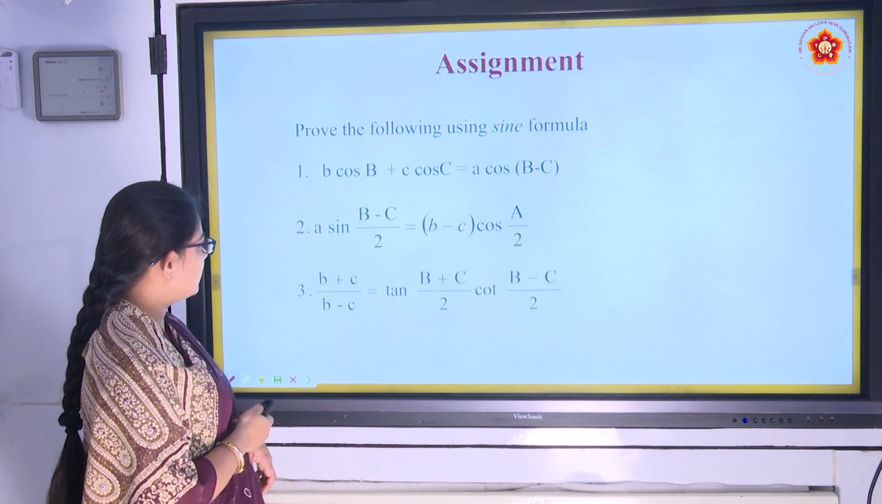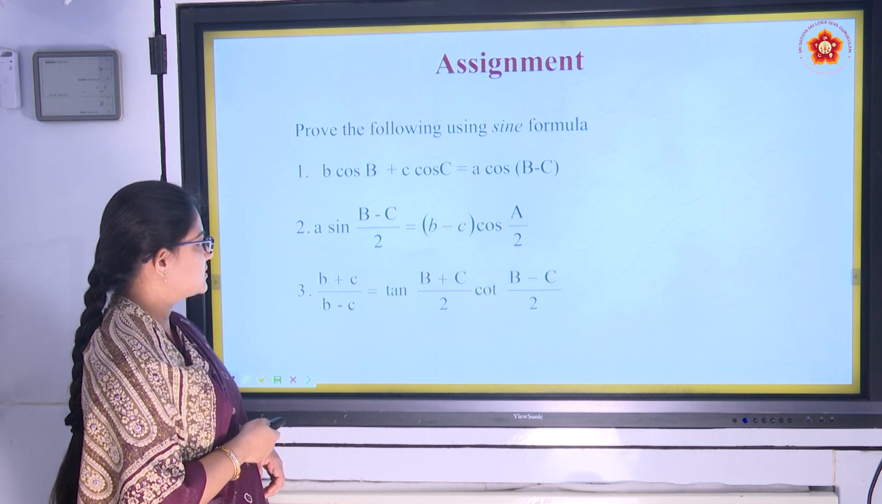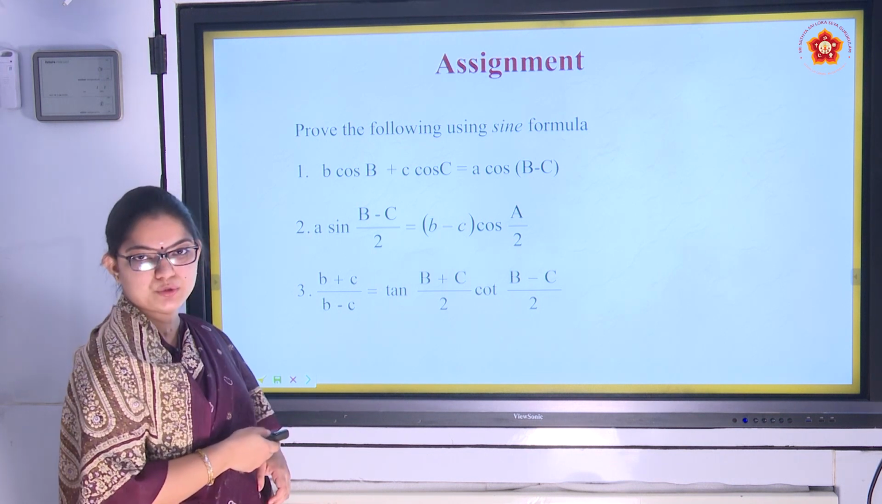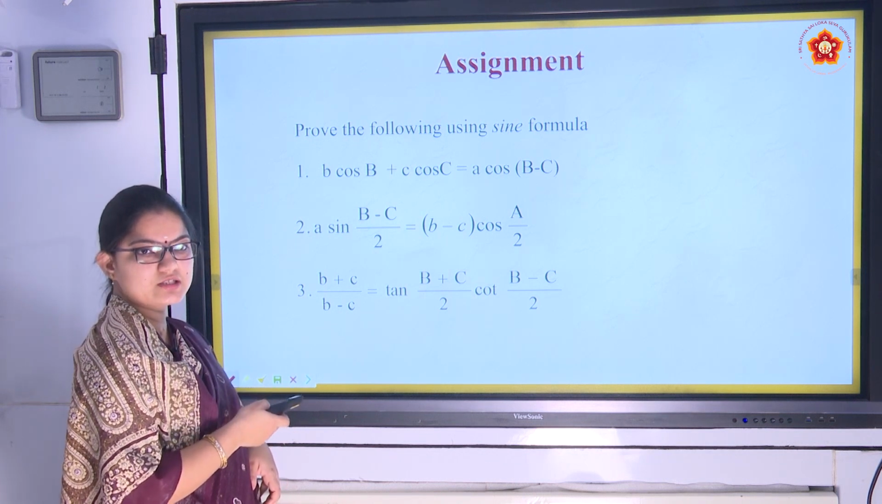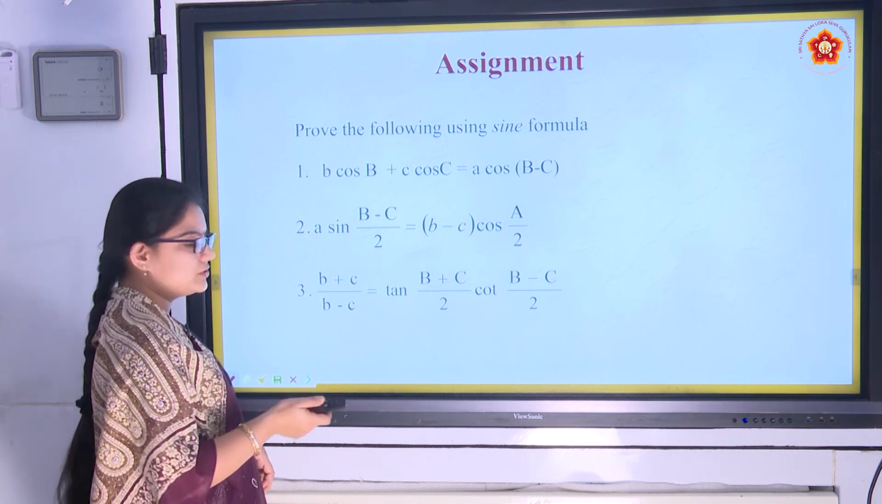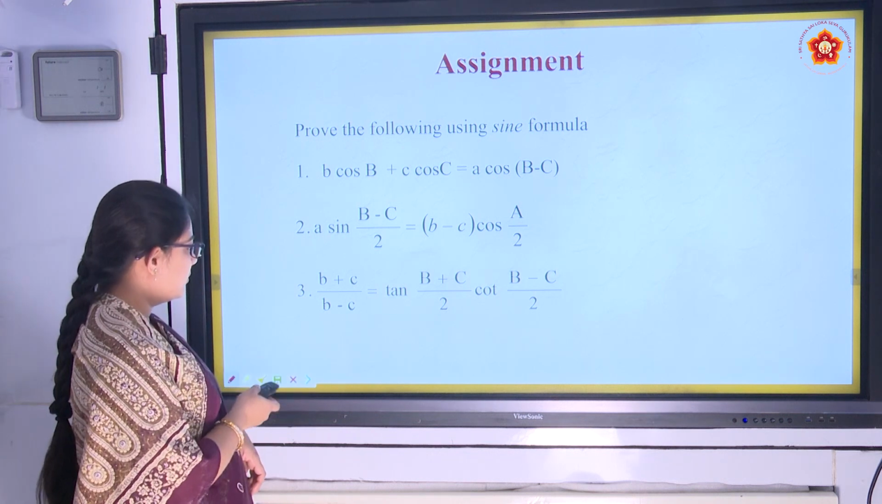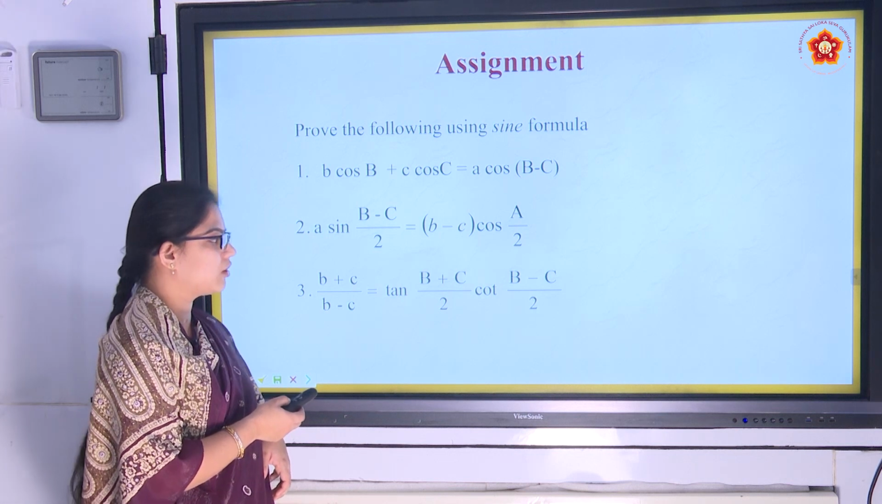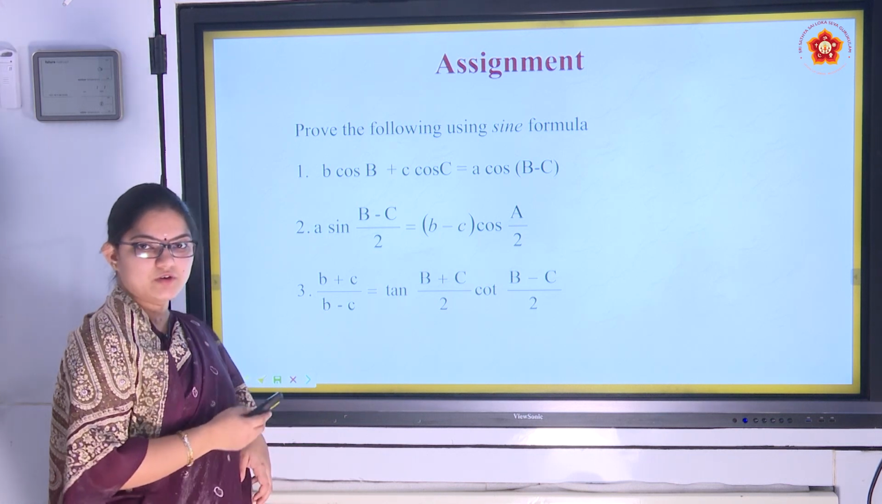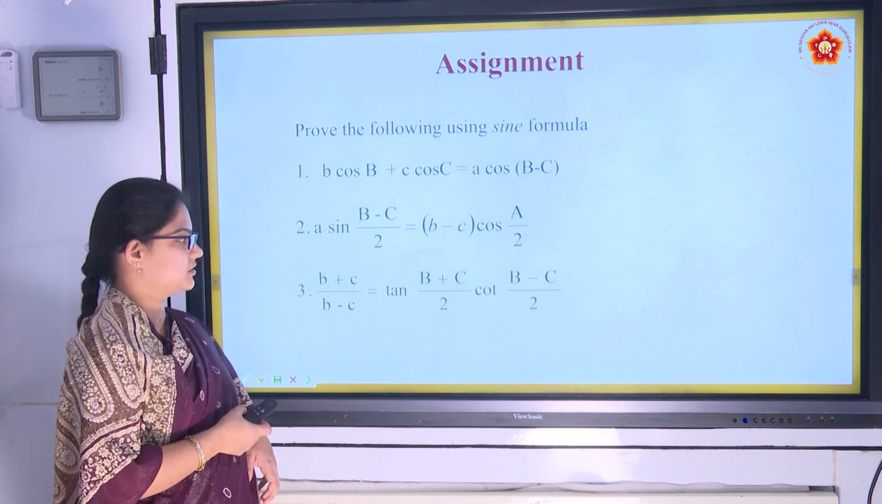And the second one, we have a sin((B minus C) by 2) is equal to (b minus c) cos(A by 2). So this also you can prove by taking either the left hand side or the right hand side and proving the other one. Now we have the third one, (b plus c) by (b minus c) is equal to tan((B plus C) by 2) cot((B minus C) by 2). This is similar to the first question which we have proved in this session.